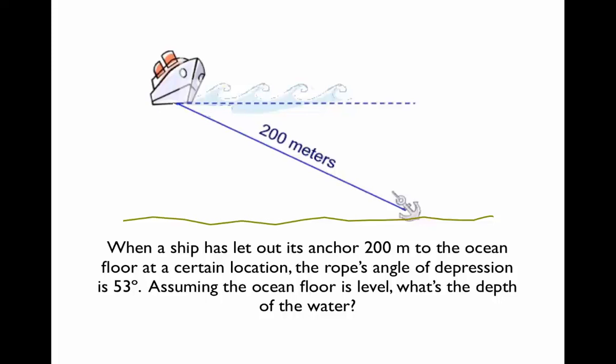Okay. Go. Solve it. So you've got a boat. You've got an anchor. It's let out 200 meters. The rope's angle of depression is 53 degrees. Assuming the ocean floor is level, what's the depth of the water? Go.